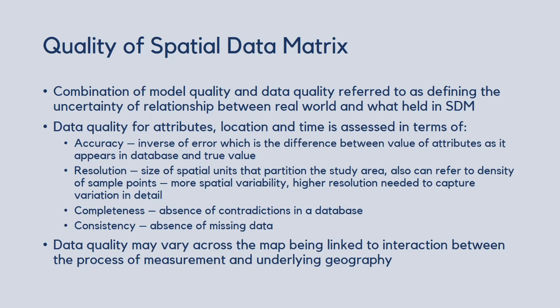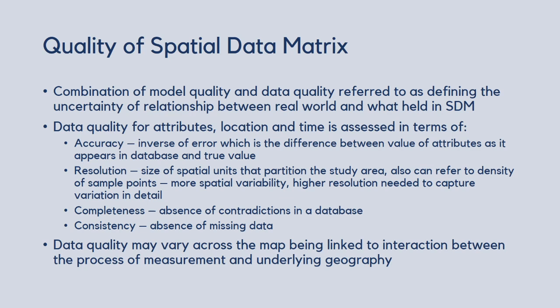Okay, next, let us see the quality of the spatial data matrix. So basically, the quality of the data in SDM is assessed given the chosen model for the SDM. The combination of model quality and data quality is sometimes referred to as defining the uncertainty of the relationship between the real world and what is held in the SDM. Data quality for all elements, which are the attributes, location, and time, is assessed in terms of four criteria, which are accuracy, resolution, completeness, and consistency.